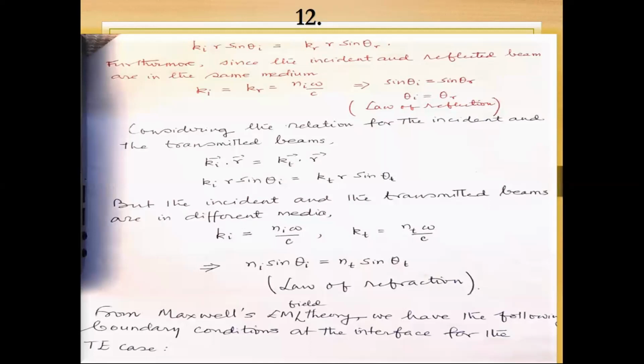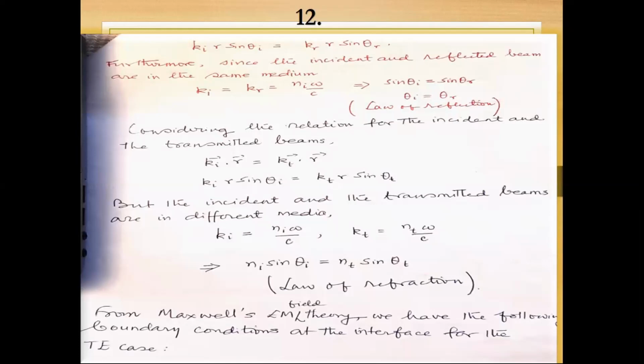And to get this Snell's law of refraction, we consider the relation for incident and transmitted beam, where we have Ki dot R equal Kt dot R equal Ki R sine theta I. Of course one would ask, why sine theta? Why should there not be cos theta? I think it could be figured out from the figures that I have given in the earlier slide, so I don't need to go into that.